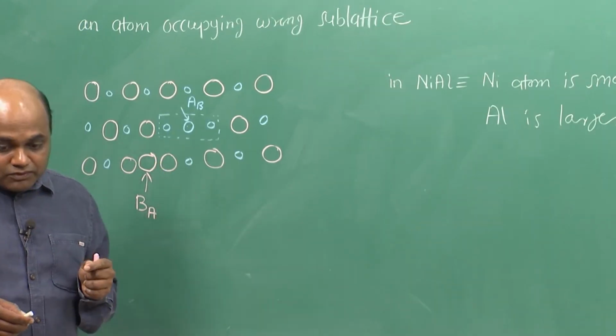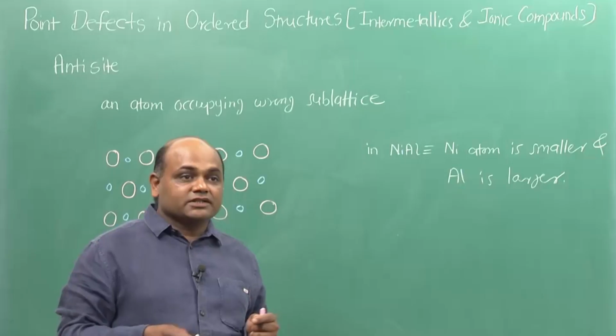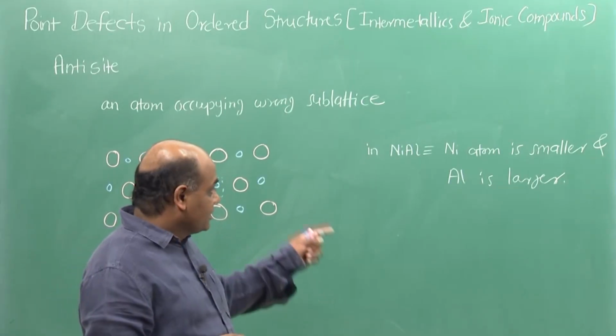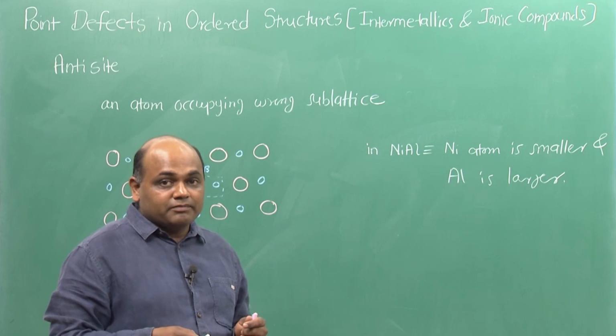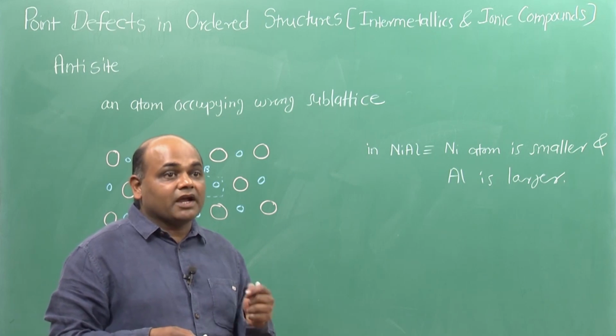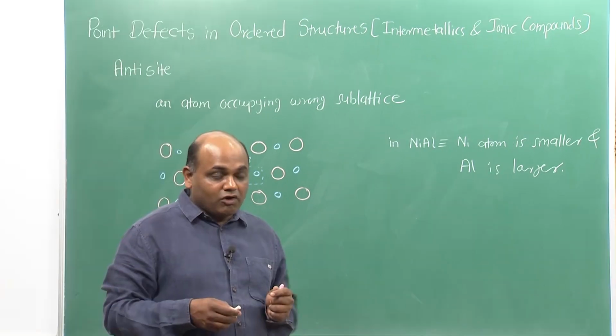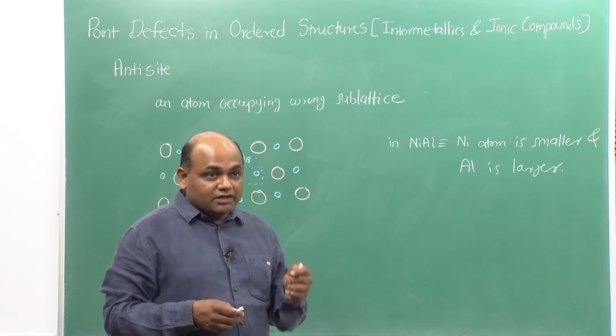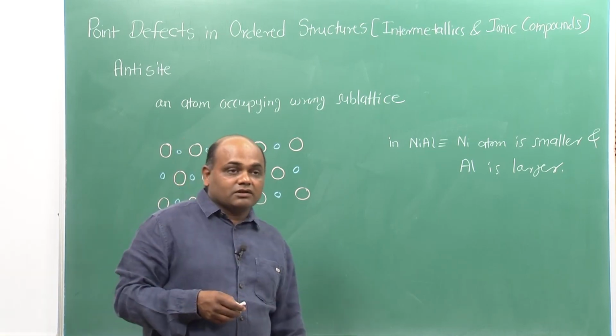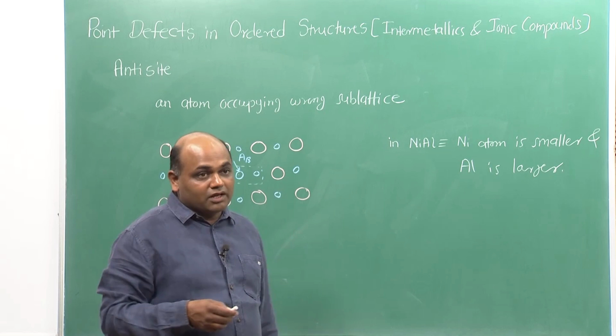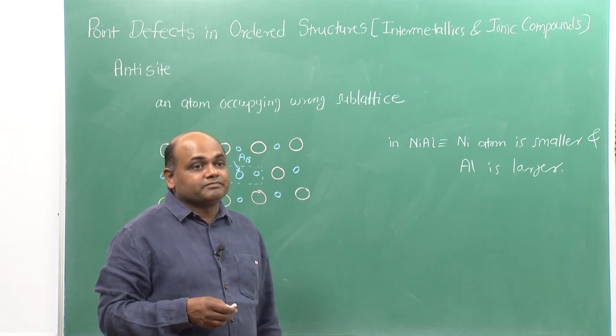In ionic compounds, the antisite formation is very rare, because there is an ionic bond between A and B, and so forming an antisite leads to formation of wrong bonds, again which is a very high energy structure. So, the antisite in ionic compounds will almost not be possible.